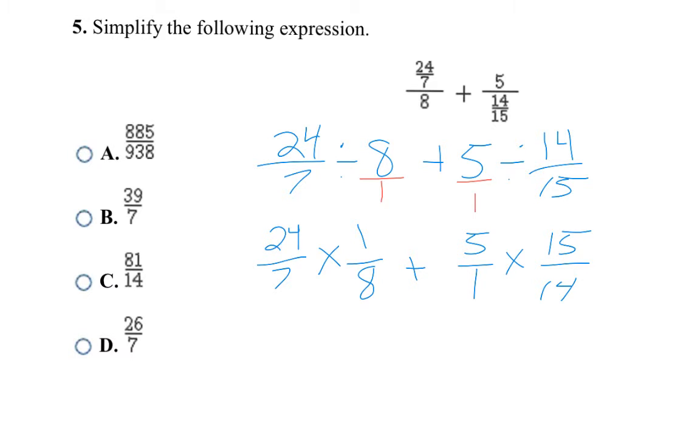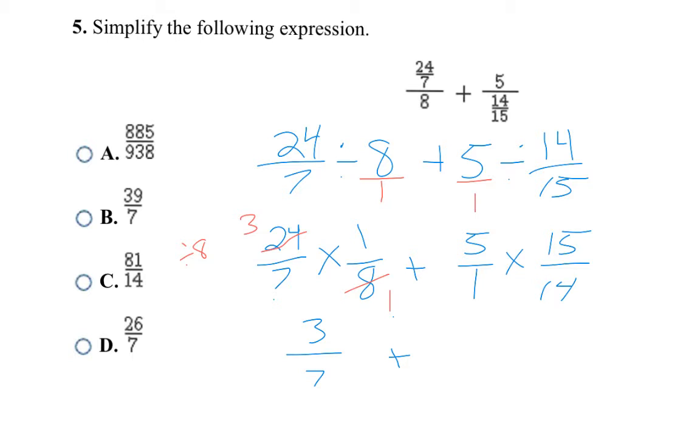So here I see 24 and 8. I can divide an 8 out of both of them. So 24 divided by 8 is 3, and 8 divided by 8 is 1. And so that's going to make it so that I'm just taking 3 times 1 in the top, which is 3, and 7 times 1 in the bottom, which is 7.